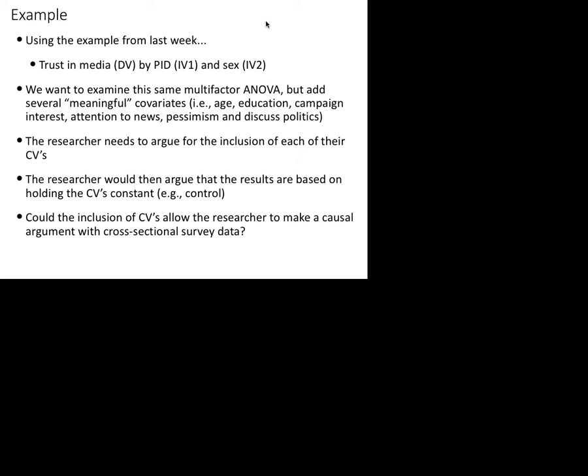And maybe we want to examine the same two-way ANOVA, but we want to add what I would see as theoretically meaningful covariates. Maybe we want to covary out or take out the impact of age. Maybe we want to covary out education. So set everybody's education to the same level, as one way you can think about that. Or covary out levels of education.